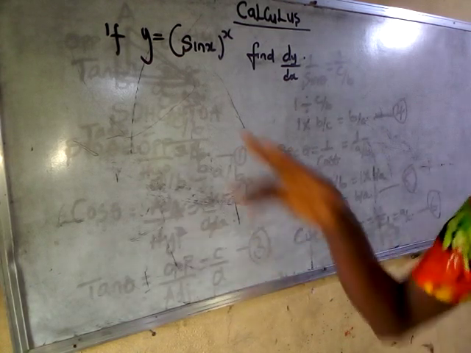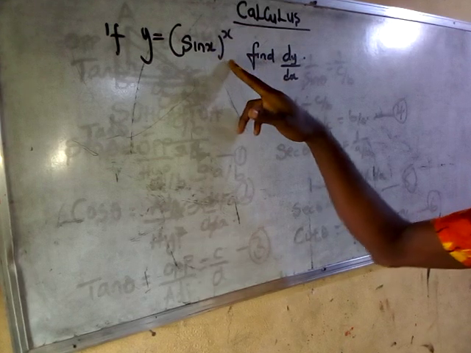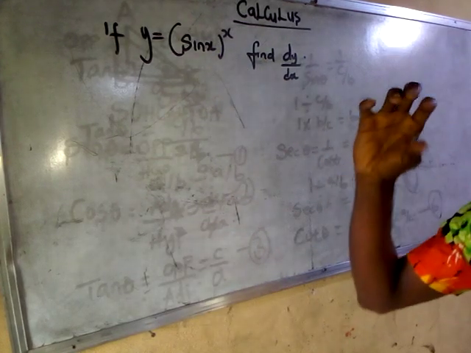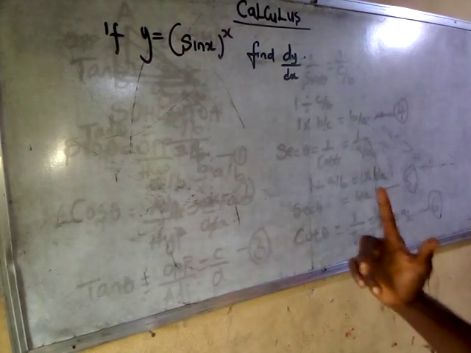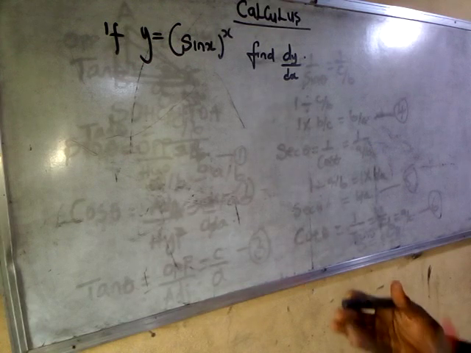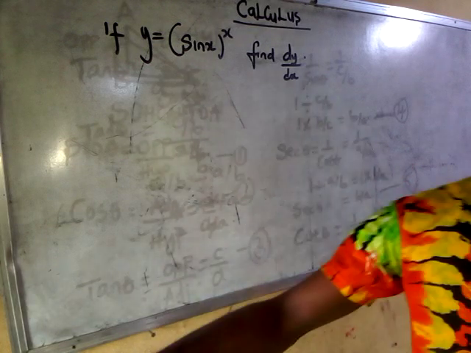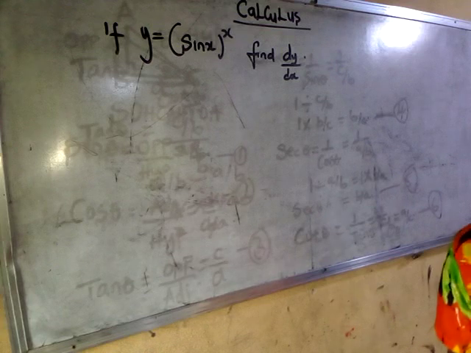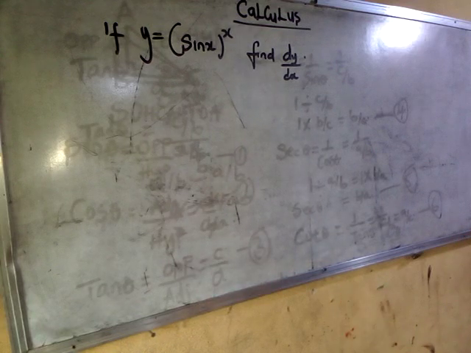If a question like this is given for you to solve, if I see anything like power, I will apply log to both sides. The reason I will do that is to be able to bring the power to the left hand side. If I introduce natural log to both sides, this is what I mean.